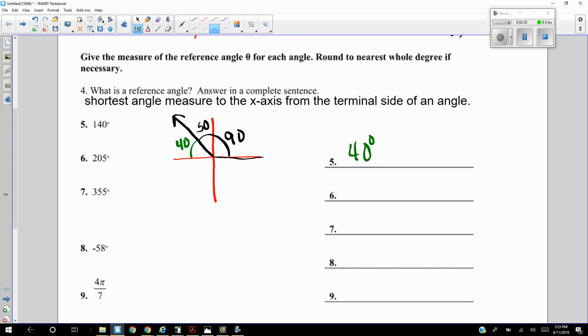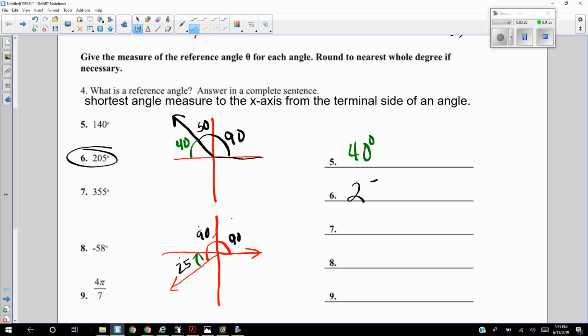Number 6, 205 degrees. Same thing, 205 is across the x-axis plus a little bit extra. So the shortest distance to the x-axis from the terminal side is going to be this angle measure right here. This piece is 90, this piece is 90, which means this last piece has to be 25. Those three have to add up to give you 205. So our reference angle is 25 degrees.